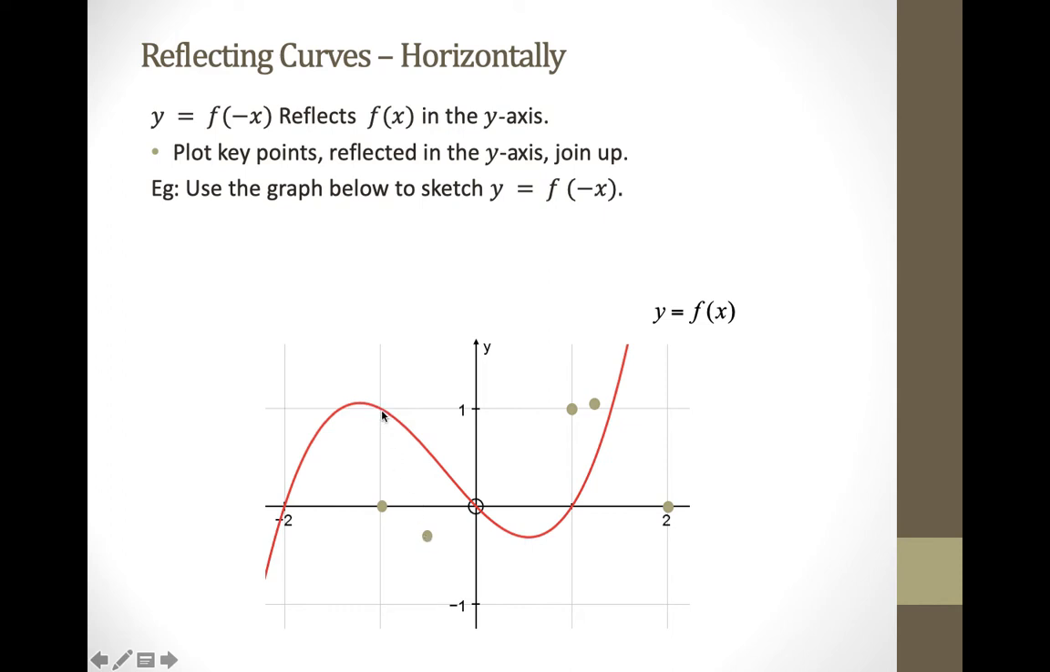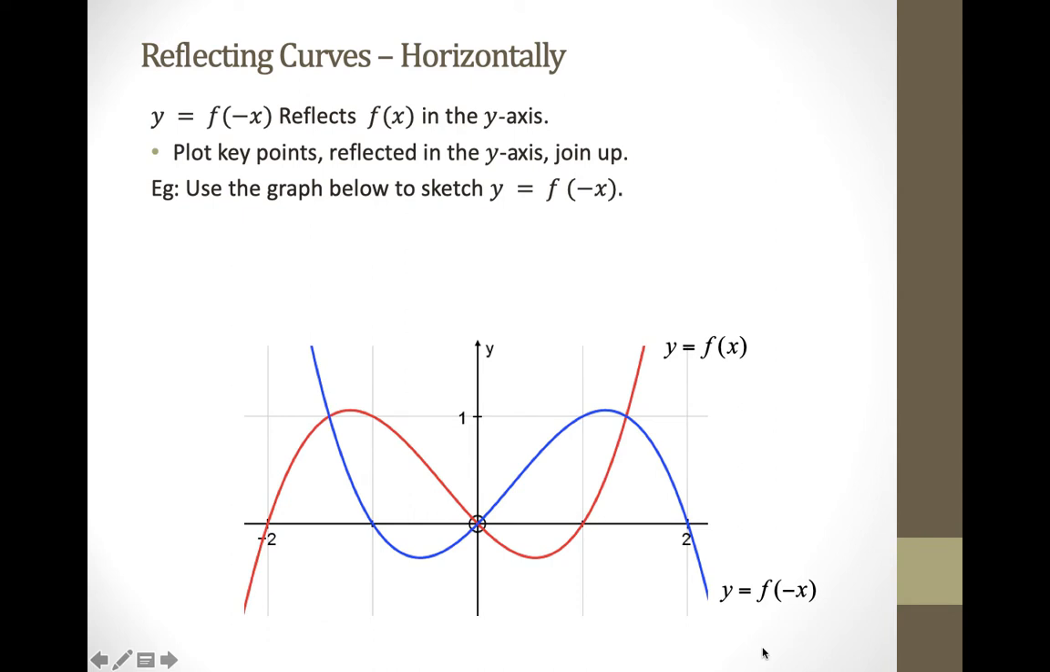This value is easy to read. It's negative 1, 1. When it's reflected, it will become positive 1, 1. This value here is the local maximum. It looks about, it's just after -1, say -1.2 perhaps. So we'll take it to where +1.2 is and add that in. So these are the new points that we will then join up to form a curve that's reflected in the y-axis.